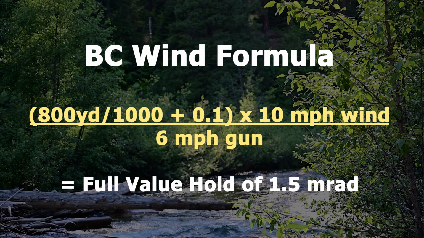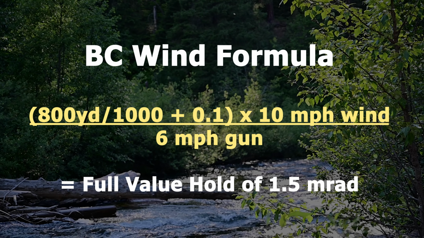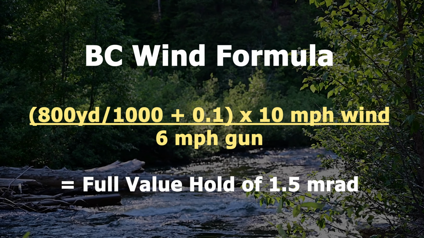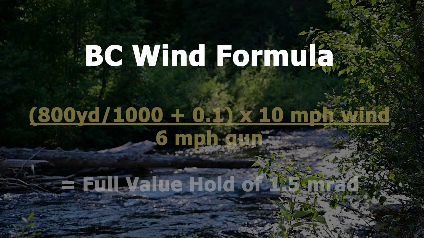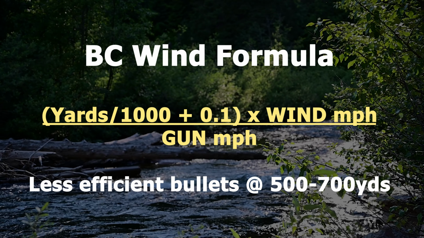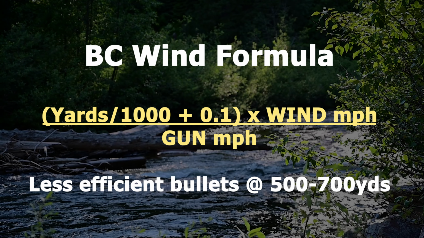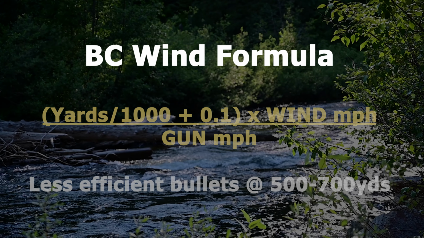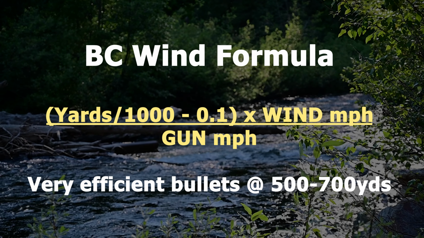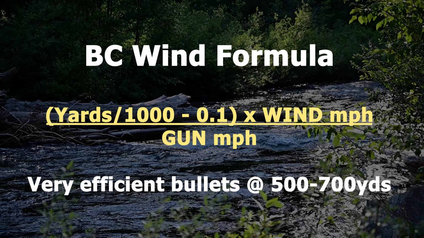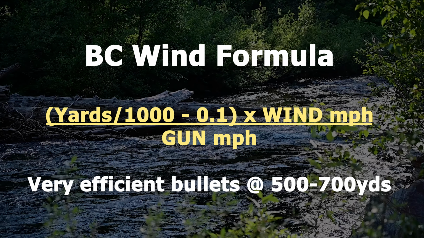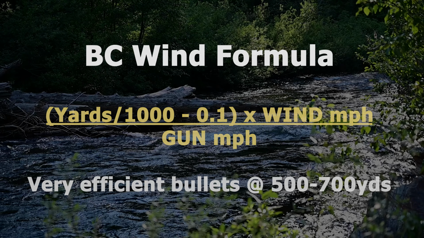At 800 yards, full value windage is 0.8 plus 0.1, then multiply by 10 and divide by 6 to get 1.5. For less efficient bullets, add 0.1 mrad between 500 and 700 yards. For higher muzzle velocities or very efficient bullets, remove 0.1 mrad at mid-range. It's always recommended to use a ballistic solver to double-check your math.